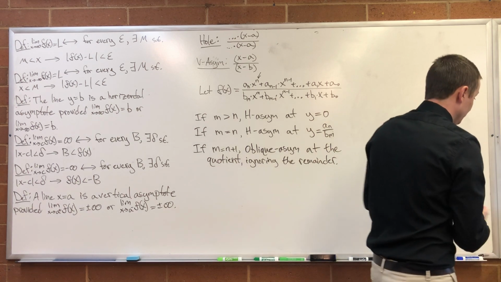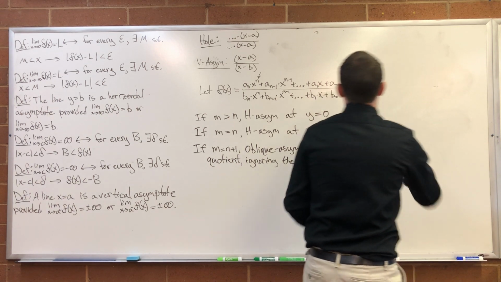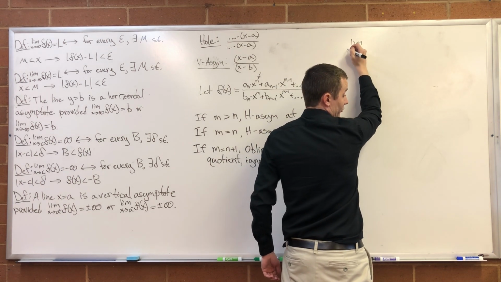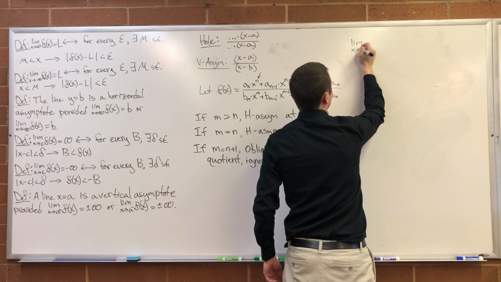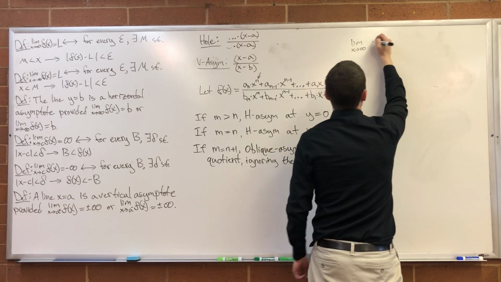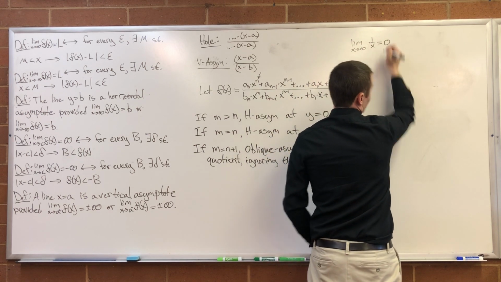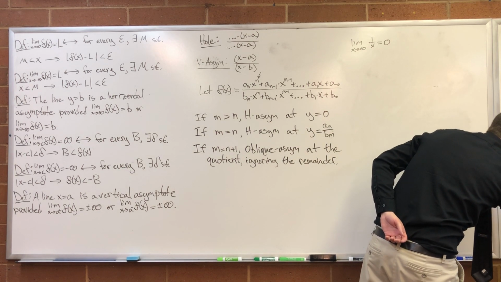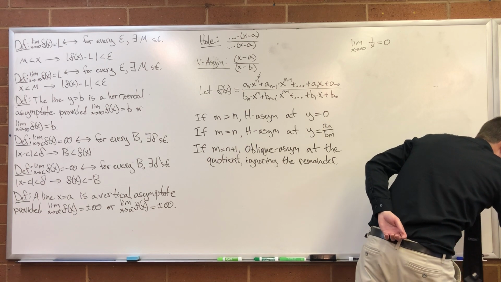Okay, example 1. Example 1 says, show that the limit as x approaches infinity of 1 over x is equal to 0. So that means that they introduce definitions first. Okay, so covering the material in the order that the book does.